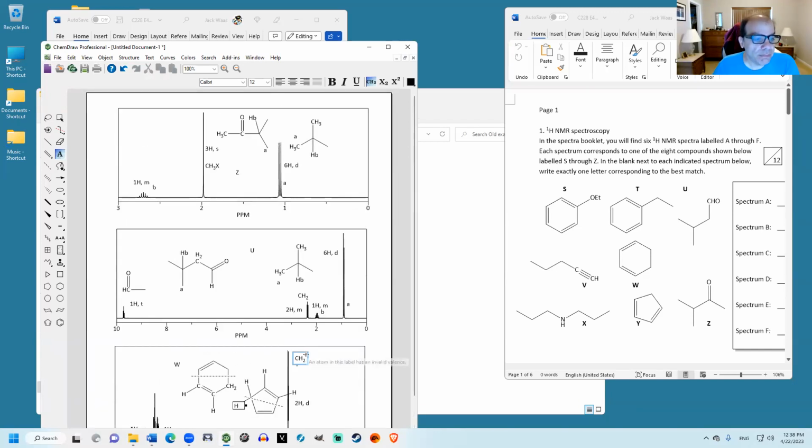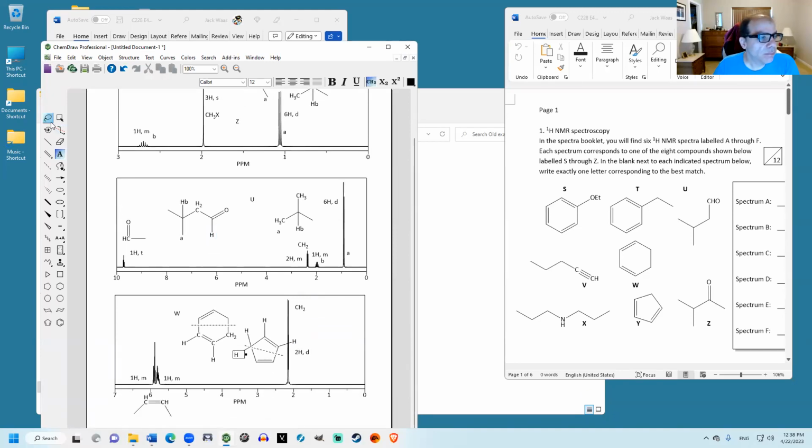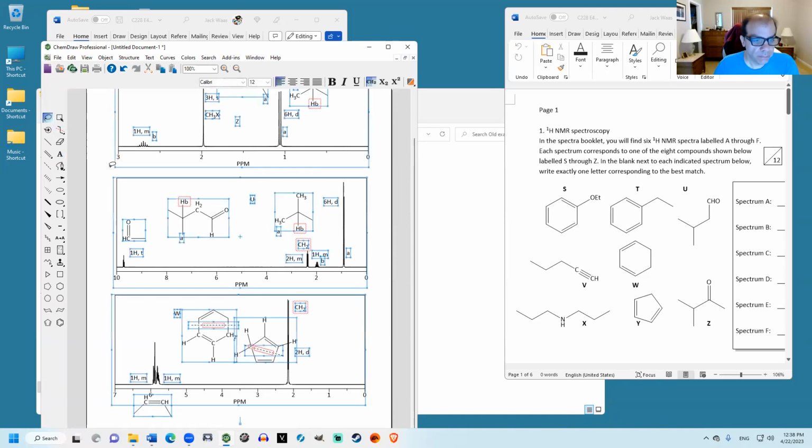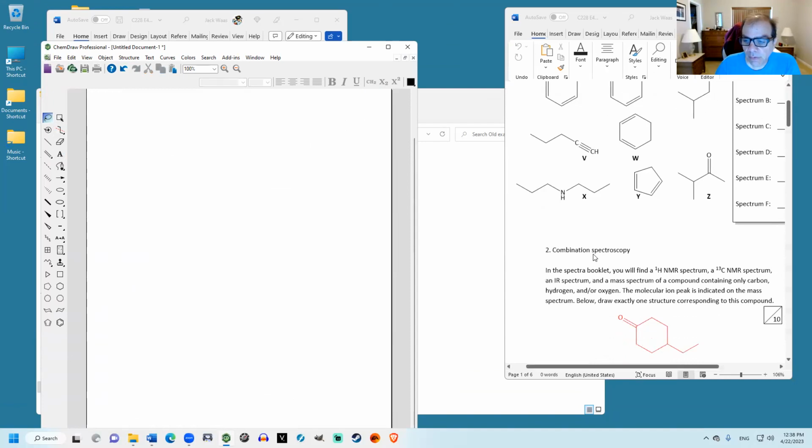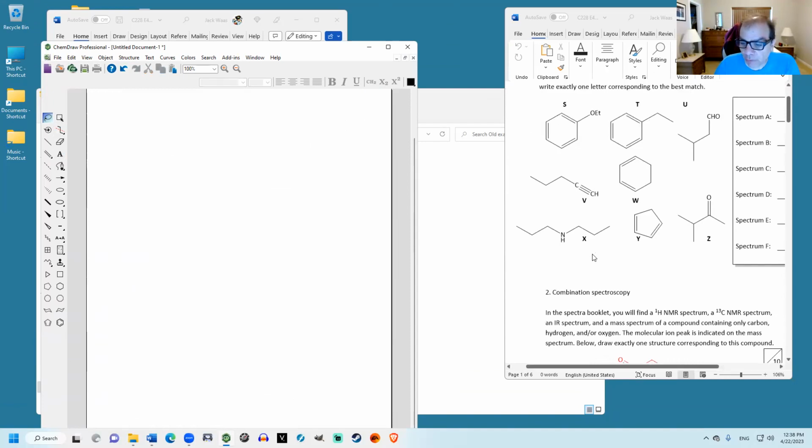And that's pretty much it for the spectra. The next question is a combination spectroscopy problem, in which you're given a proton NMR, a carbon NMR, an IR, and a mass spectrum. Now you have some pretty good practice problems. I put up a bunch of practice proton NMR problems that are kind of similar to this, in which they give you the proton NMR spectrum plus the molecular formula. Here you're given the proton spectrum, the carbon NMR, an IR spectrum, and a mass spectrum. And the idea is to get from the mass spectrum the molecular formula, and then proceed from there.